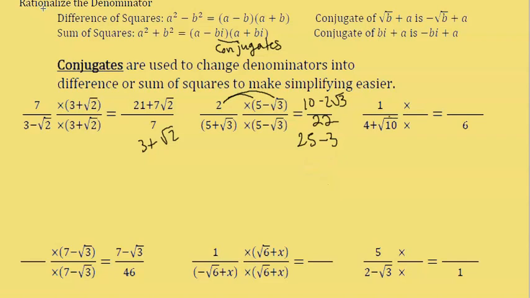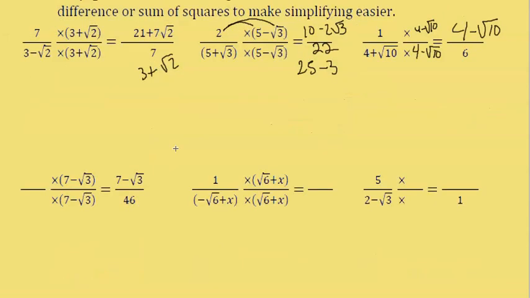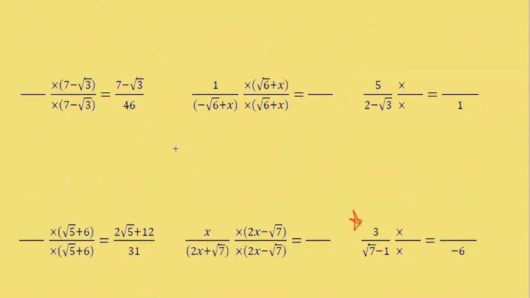Alright, if we look at the next one, we have 1 over 4 plus square root 10. And it equals something with the 6 in the denominator. We want to find the conjugate. Remember, you just change the sign of the square root part. So we're going to have 4 minus square root 10 in the denominator. And the numerator, 1 times these numbers is the same thing: 4 minus square root 10.